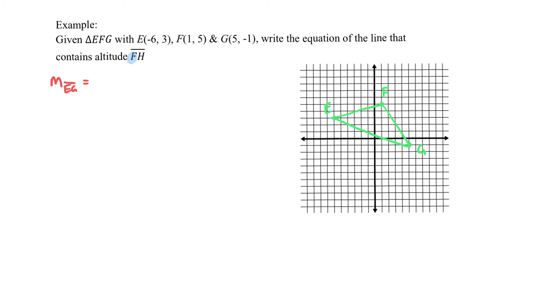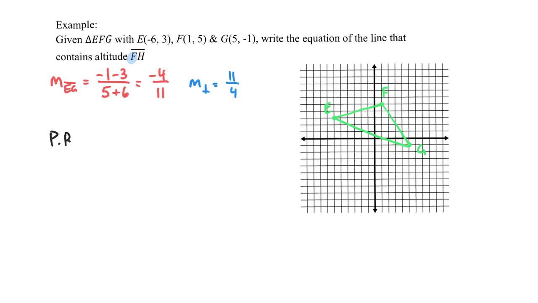So the slope of EG, we're going to use the slope formula, is going to be -1 minus 3 over 5 minus -6, which is plus 6. And that's going to be -4 over 11. Okay, well, that's ugly, but that's okay. So that means that something that's perpendicular to it is going to be positive 11 over 4. Positive 11 over 4. So now I have everything I need.